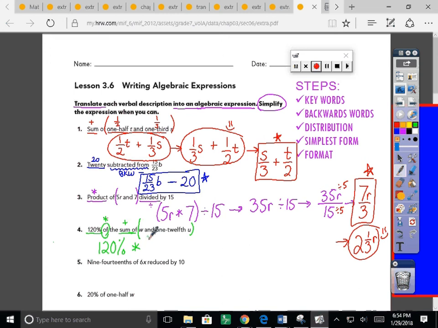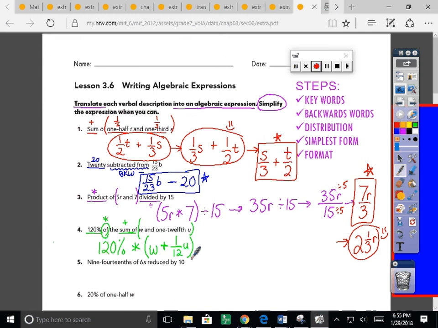And I want to show you the sum. Well, that's something that needs to happen first, so I'm going to show you that with parentheses. I'm kind of trying to show you the importance of PEMDAS here. Sum means the result. So to get the result first, we have to use a grouping symbol. And sum meant addition, so I'm adding 1/12 U to W.